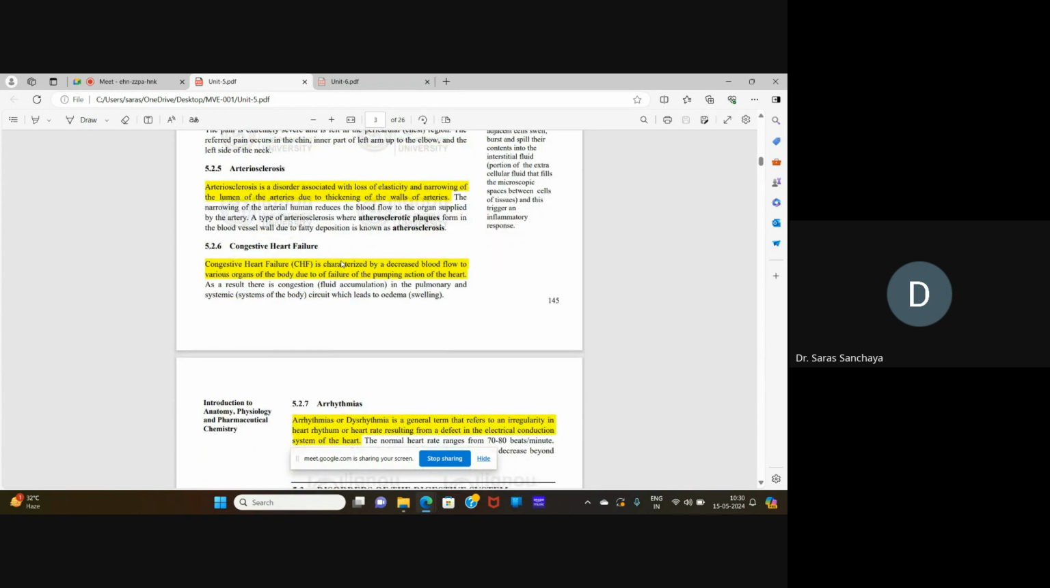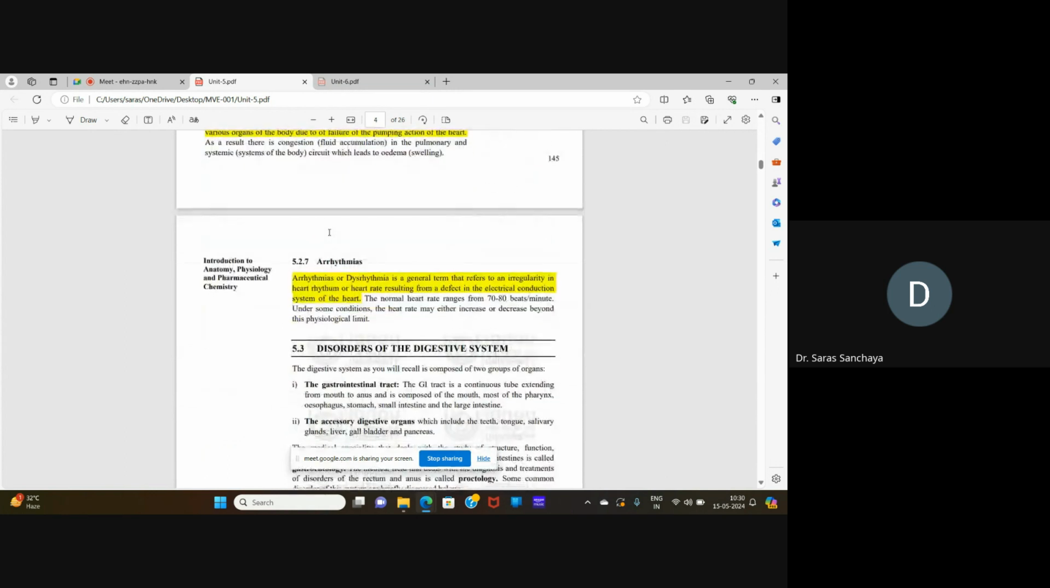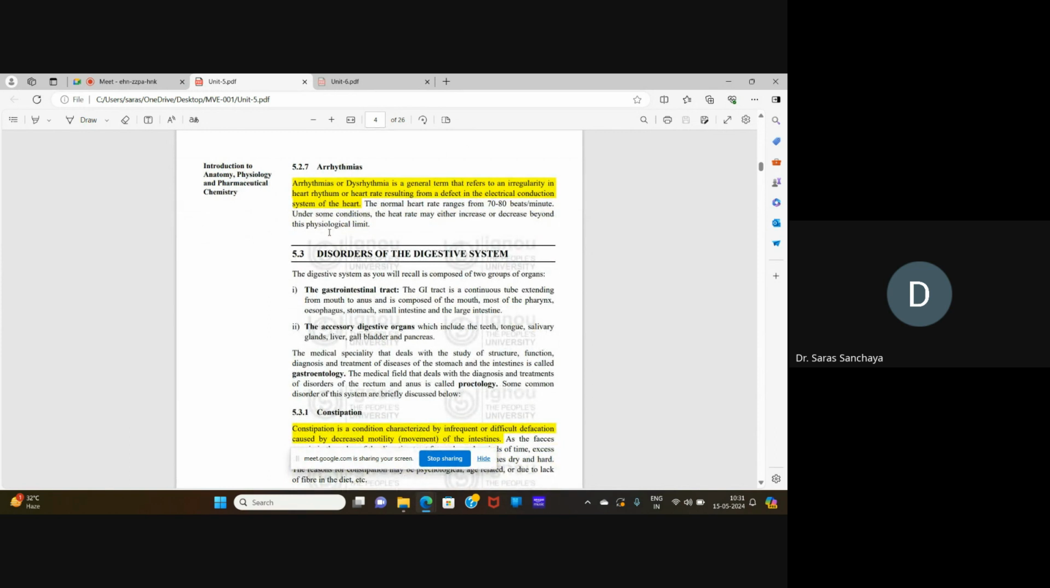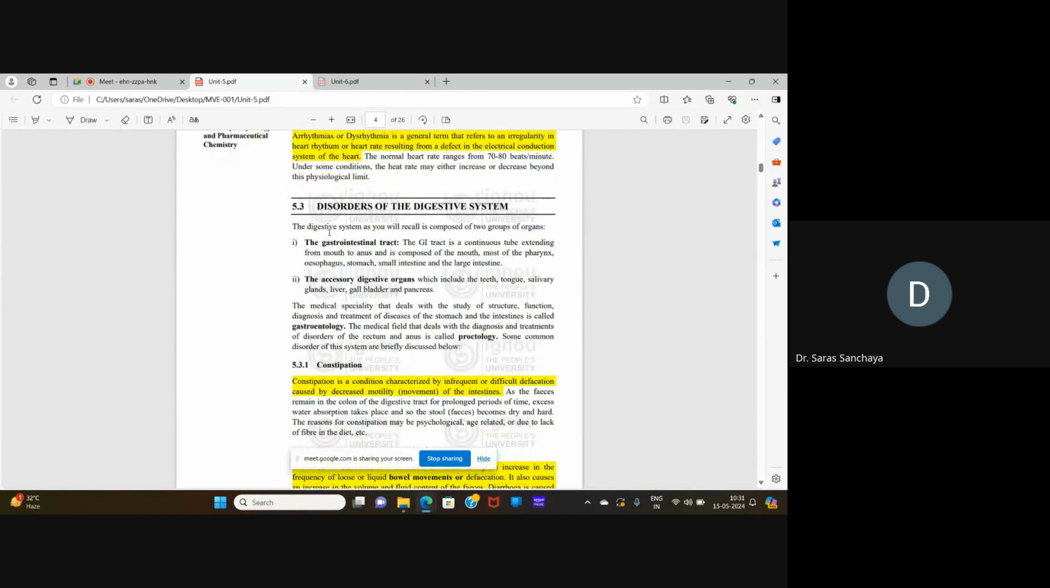Congestive heart failure. Congestive heart failure is characterized by a decreased blood flow to various organs of the body due to failure of pumping action of the heart. Then we come to arrhythmias. Arrhythmias or dysrhythmias is a general term that refers to an irregularity in the heart rhythm or heart rate resulting from a defect in the electrical conduction system of the heart. Now we come to disorders of digestive system. It can be a disorder of gastrointestinal tract and disorder of accessory digestive organs.